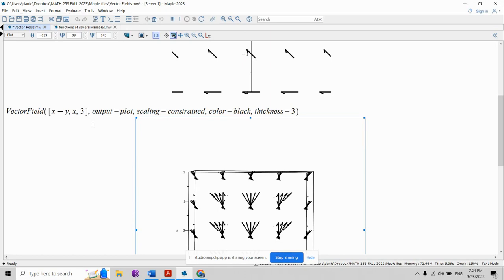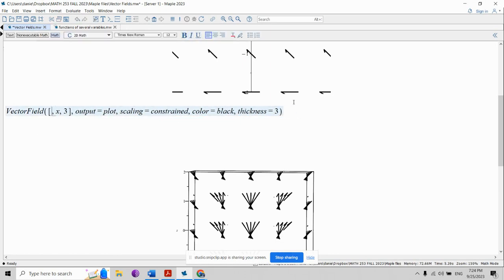Slightly easier to see is if you have the first two components constant. So let's say 1 and 2. And the third component, let's make it simple. Let's make it z, so that it just increases with z.